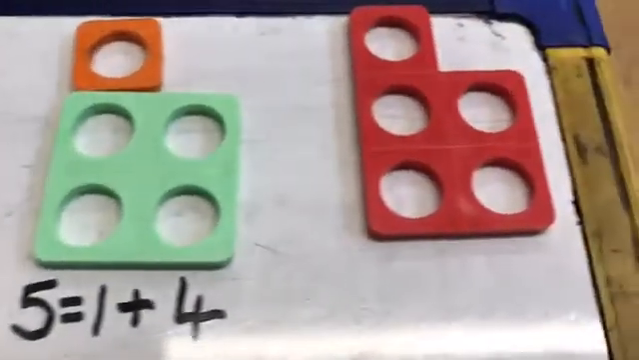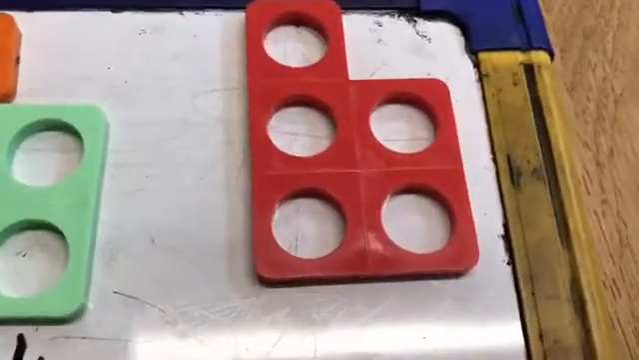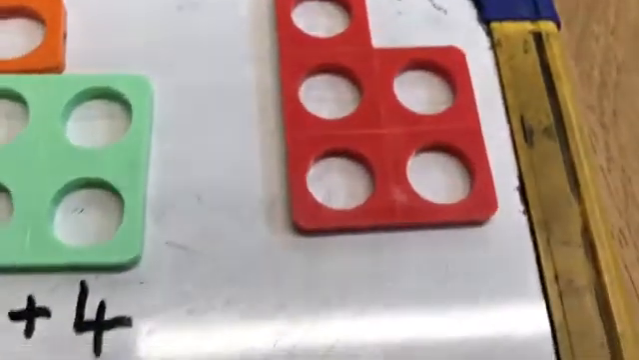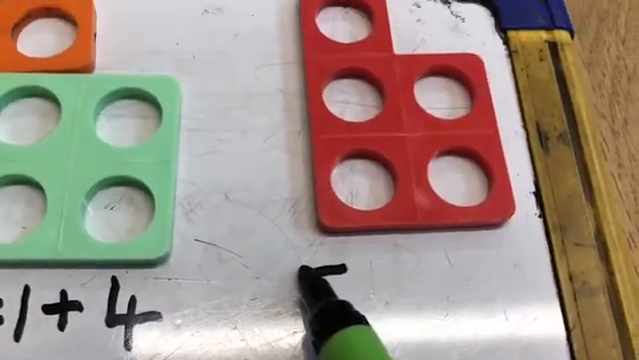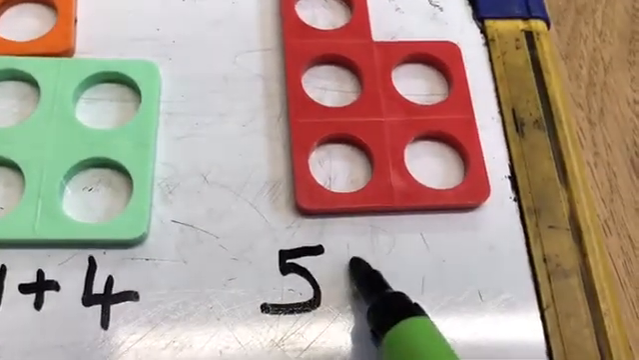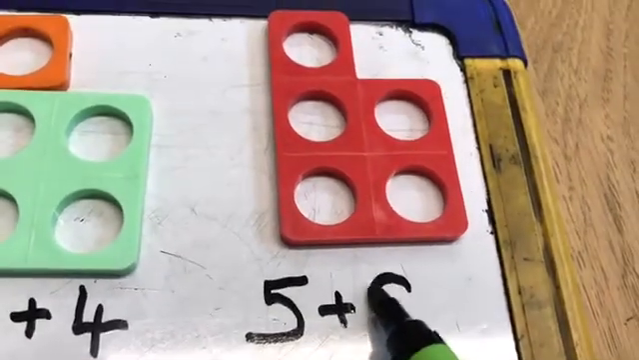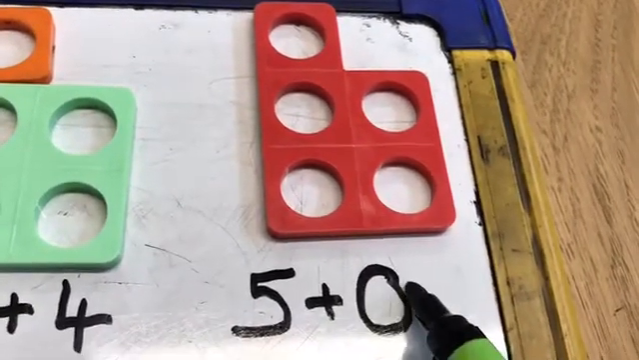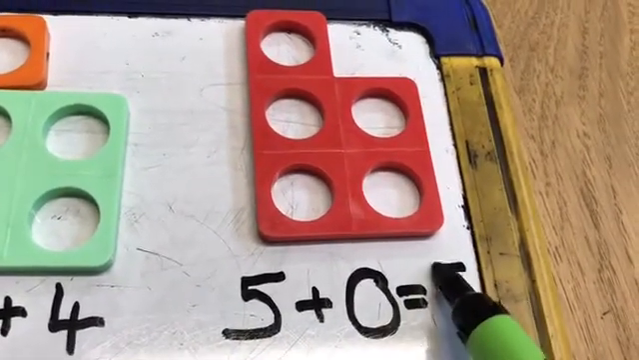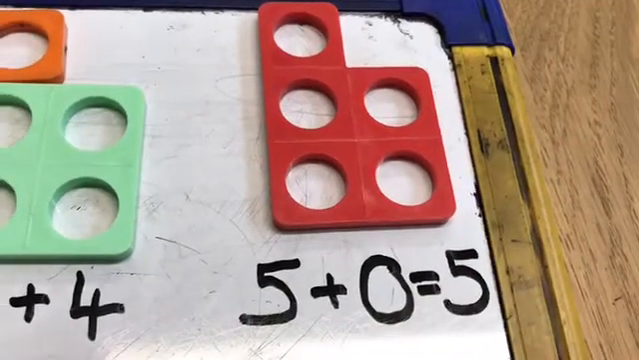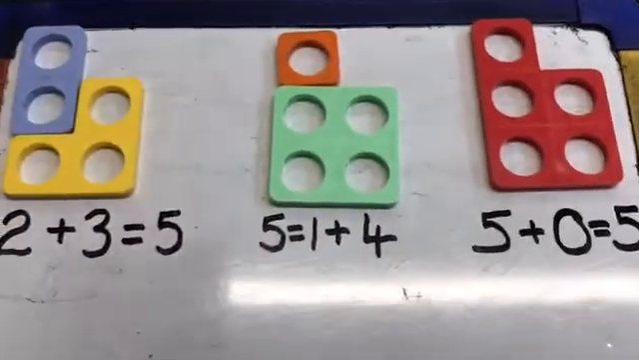Now let's have a look at this one. Well, this one is number 5, isn't it? So we've got 5 add nothing, add 0 equals 5. Brilliant. Now let's use our fingers to make 5.